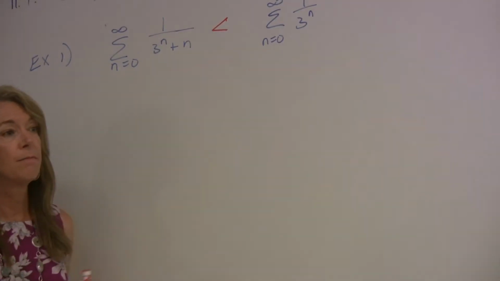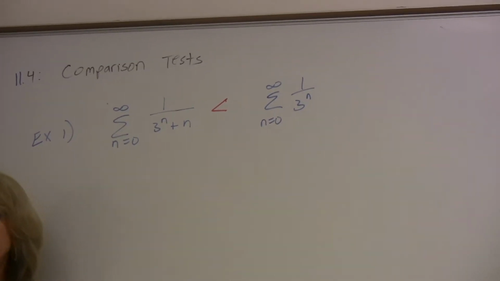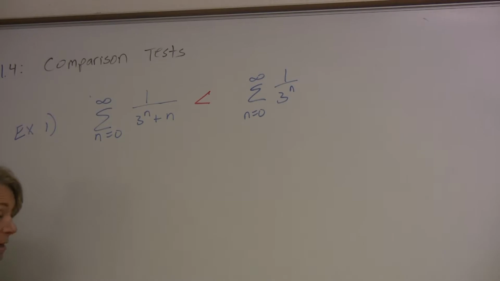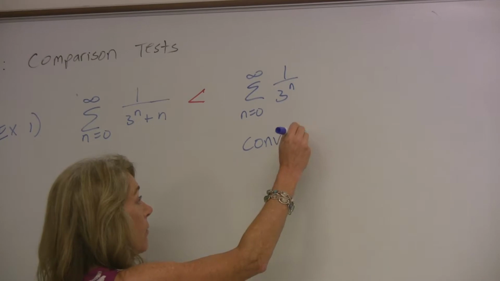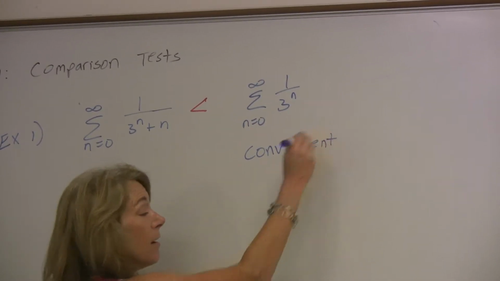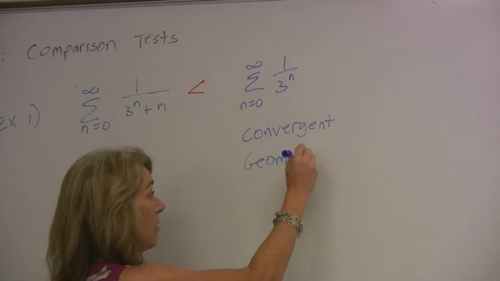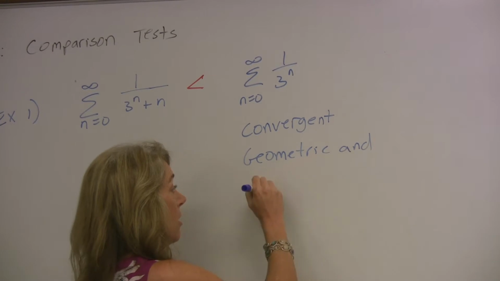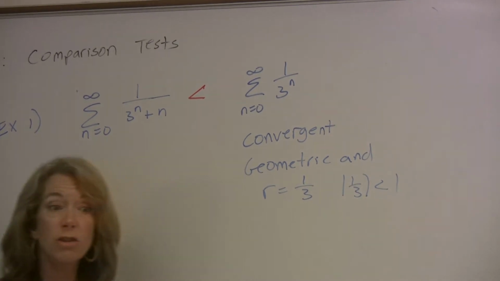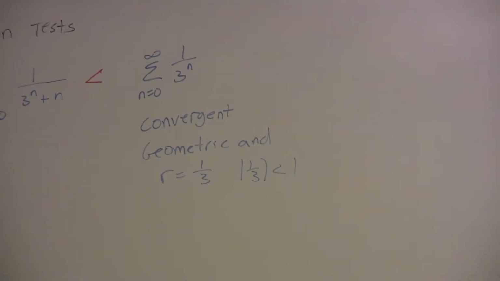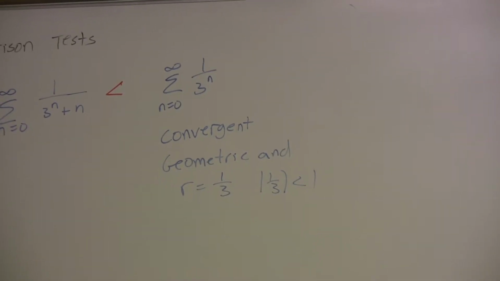Tell me about the series on the right. What can you tell me about it? That one converges. Why? You can't just tell me it converges. I want to know why. Because r is less than 1. Ah, it's geometric, and r equals 1/3, and the absolute value of 1/3 is definitely less than 1. So you have to tell me you recognize that as geometric and you know what r is. That's all you have to do for that one. It's geometric, r is 1/3, converges because r is less than 1.